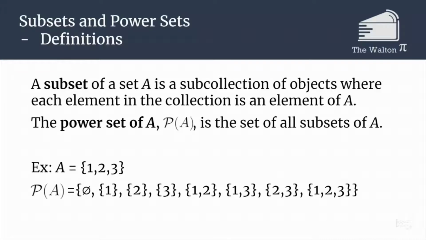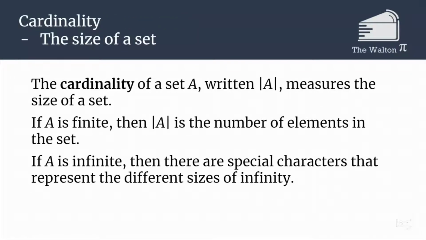So the power set of A is definitely going to be bigger than the set A, but the question is, how much bigger? And that's what the cardinality is going to be able to tell us. The cardinality of a set A, written with absolute value bars around the set, but read as the cardinality of A, measures the size of the set. If A is a finite set, then the cardinality of A is the number of elements in the set.